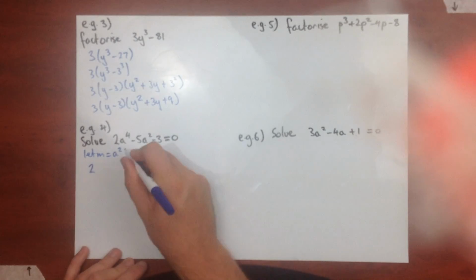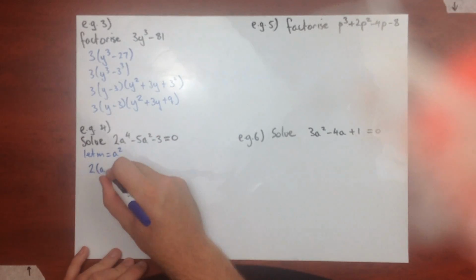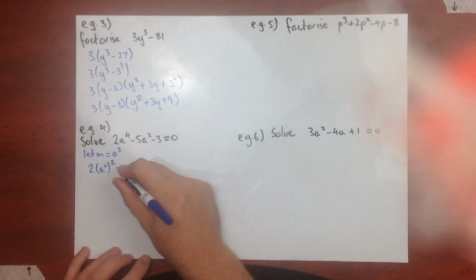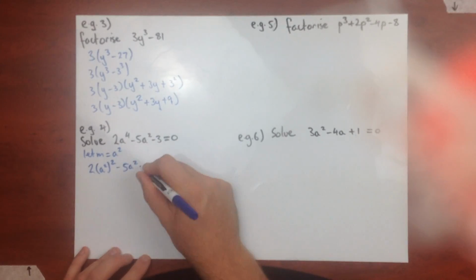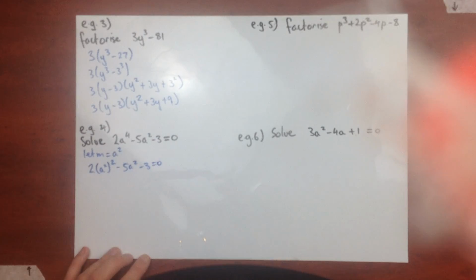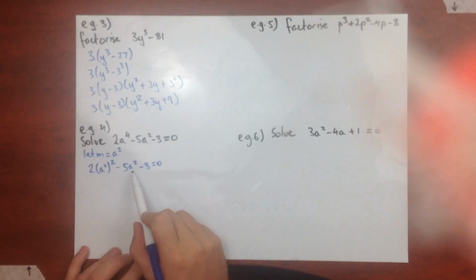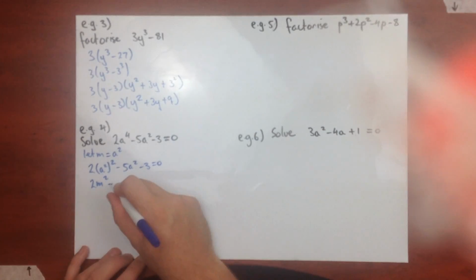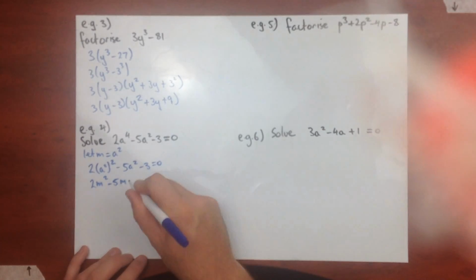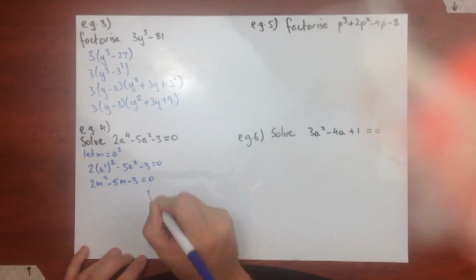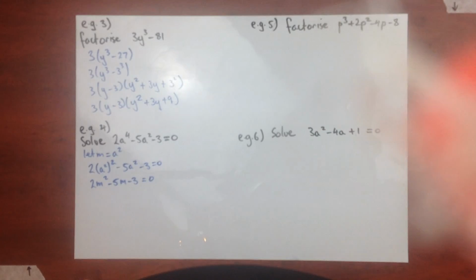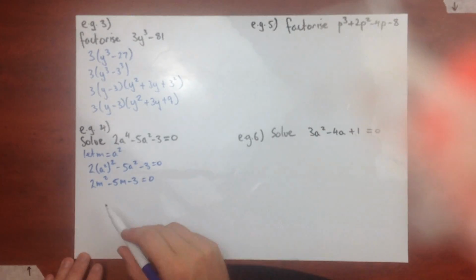Now we can think of a to the 4 as a squared squared. This is the power of this one. 5a squared take 3 equals 0. So now, if we replace all the a squareds with m, we'll get 2m squared take 5m take 3 equals 0. So now we've got a quadratic that we're more familiar with looking at, and we can factorise this.